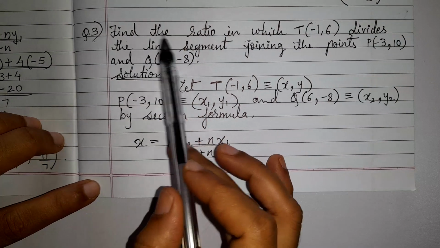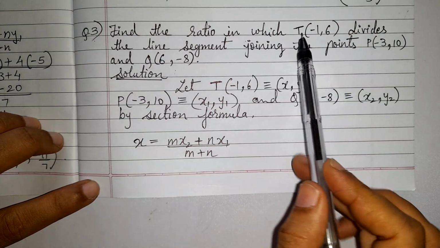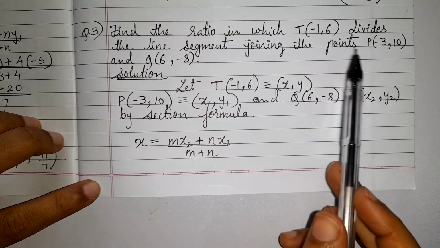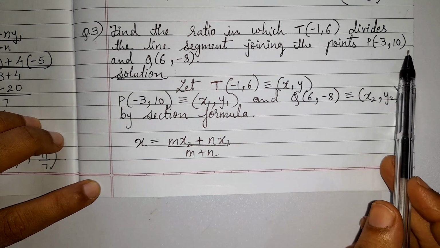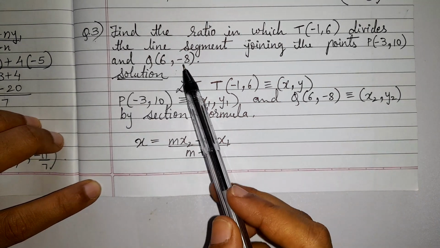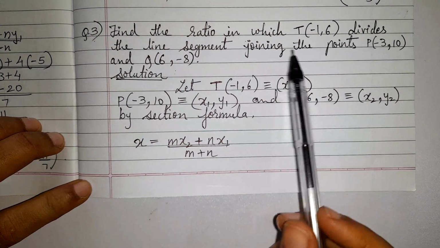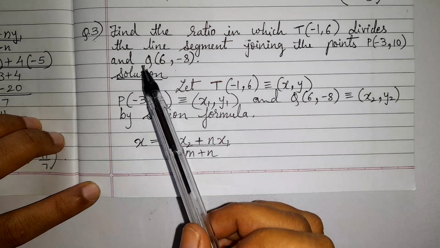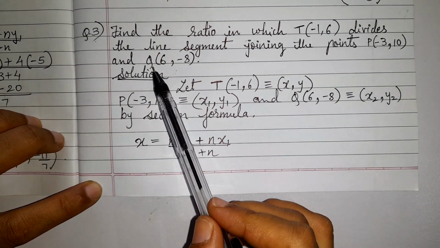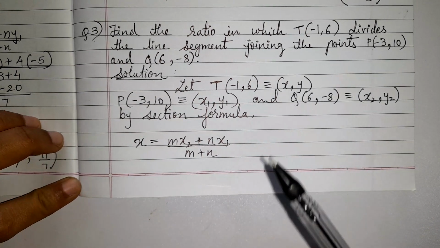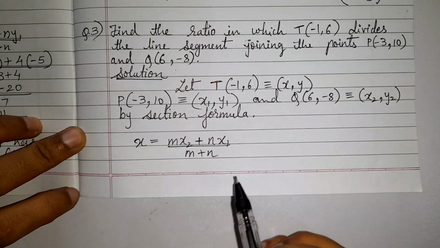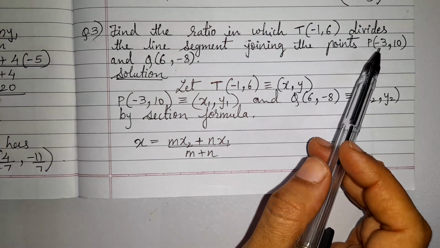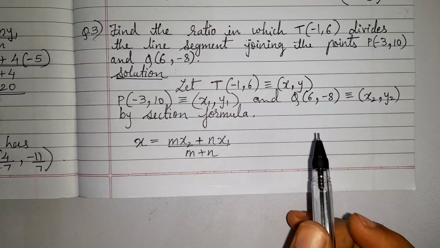Question number 3. Find the ratio in which point T (-1, 6) divides the line segment joining the points P (-3, 10) and Q (6, -8). In this question, point T divides the segment PQ in some ratio. We need to find that ratio, in what ratio point T is dividing the segment PQ.